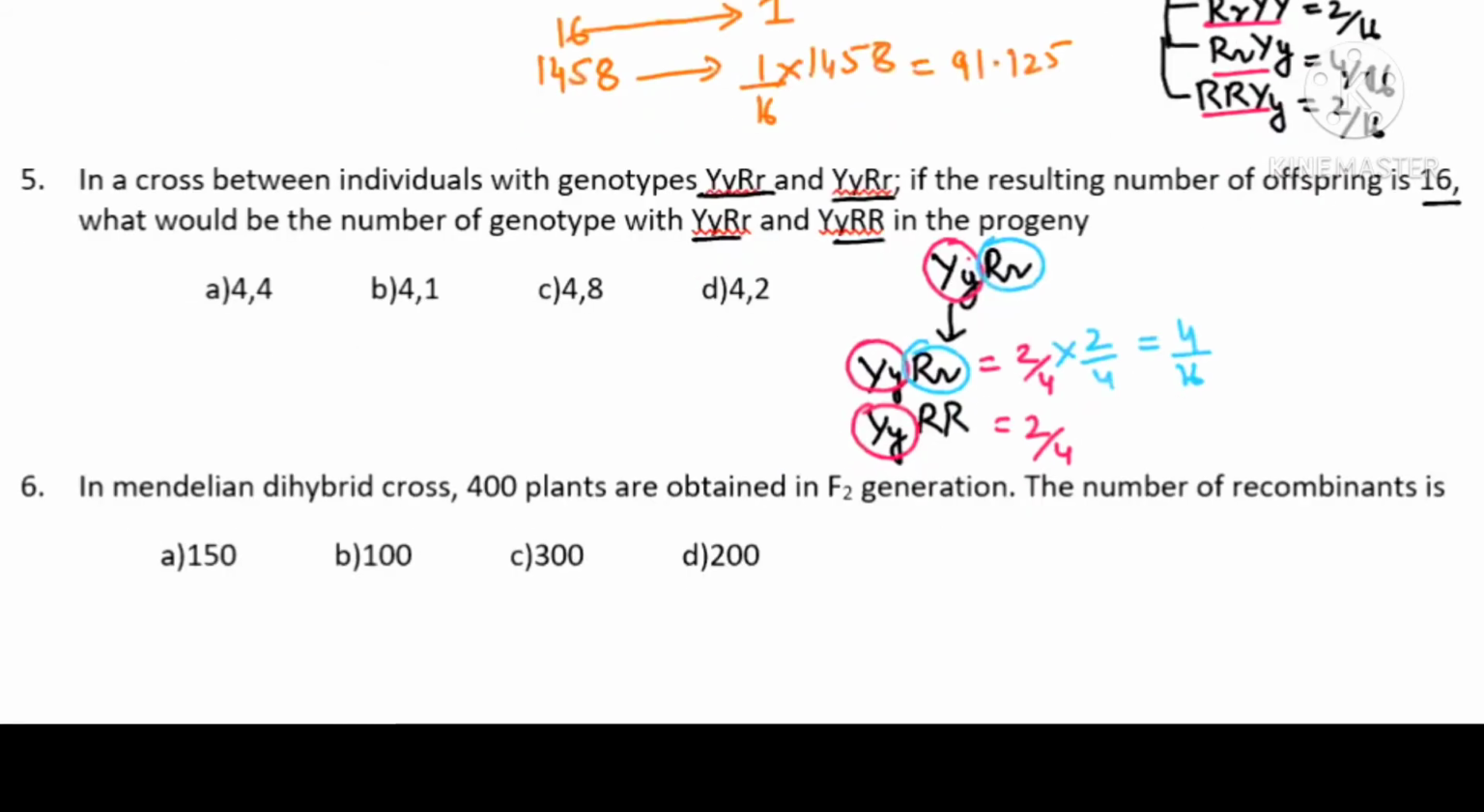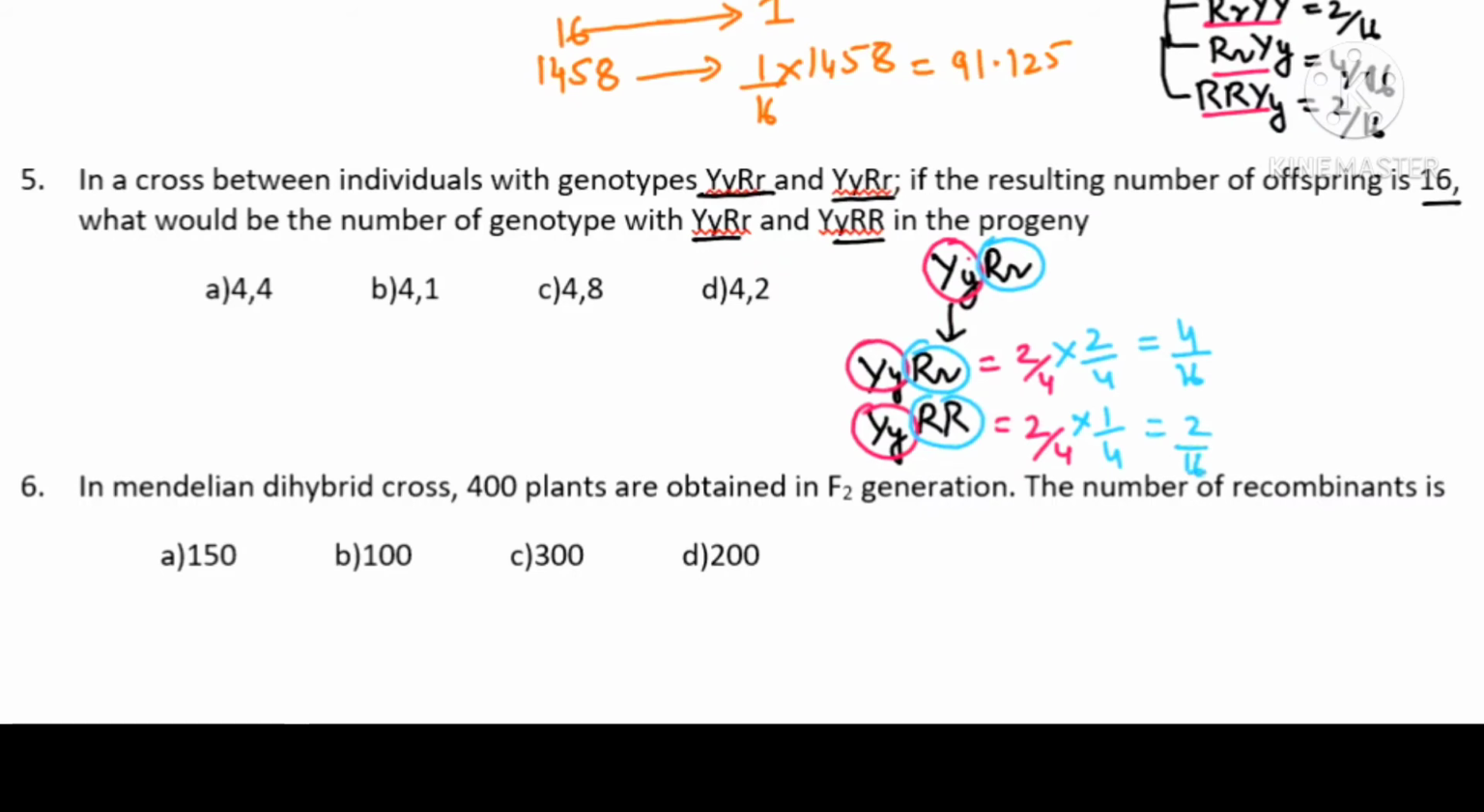Every time you have to solve by thinking as a monohybrid cross. And what will be this probability? You will get the answer 1 by 4. Remember, genotype ratio is 1 is to 2 is to 1. So you will get only 1 by 4 and your answer will be 2 by 16.